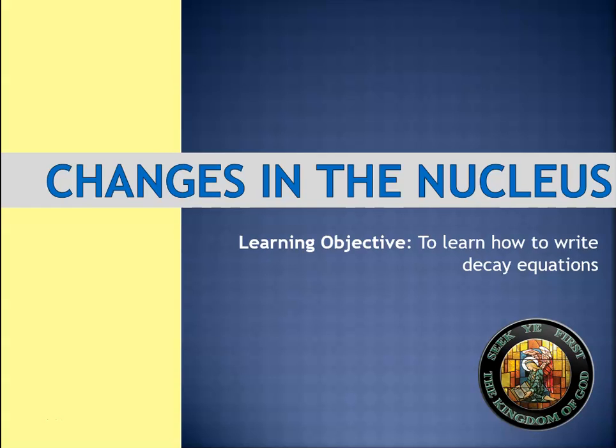I'm going to be taking you through lesson 4 of the physics topic, atoms and radiation. This is titled Changes in the Nucleus, and your learning objective is to learn how to write decay equations. Please pause the video while you write that down as your title.